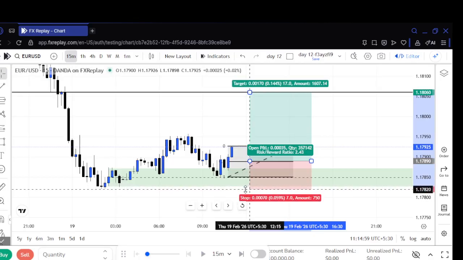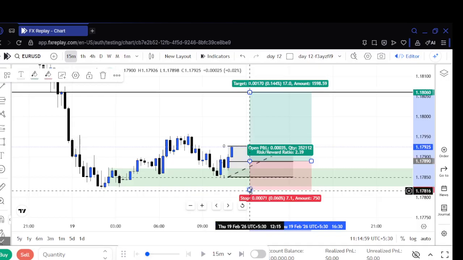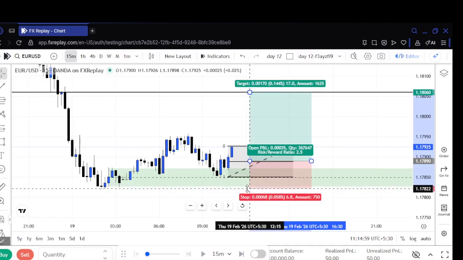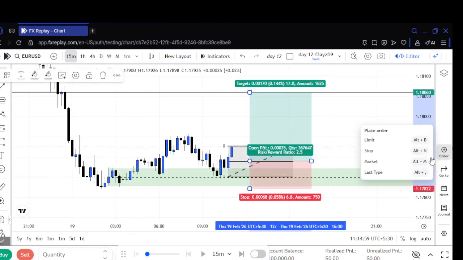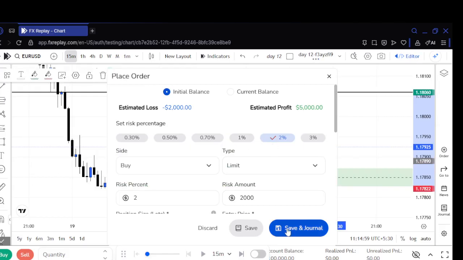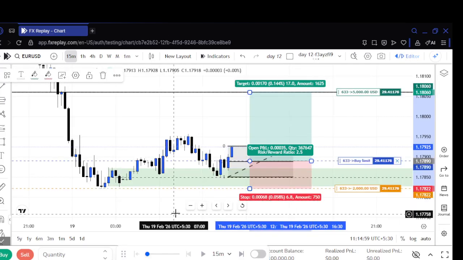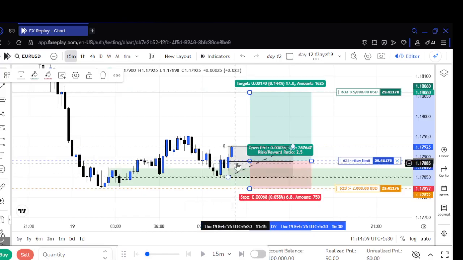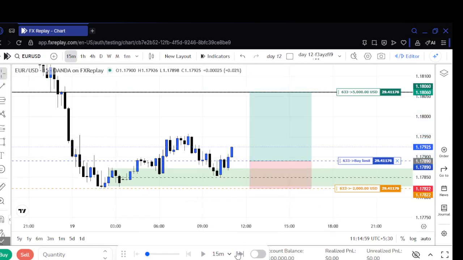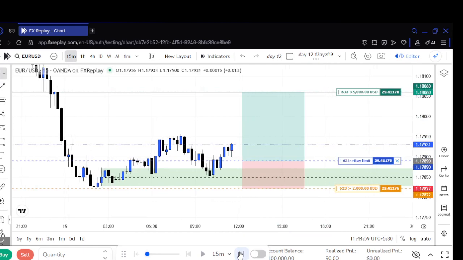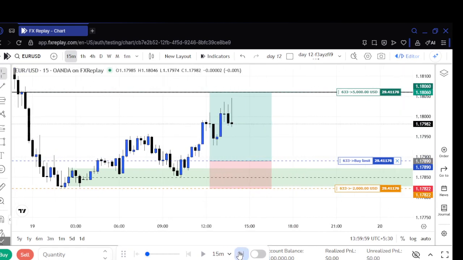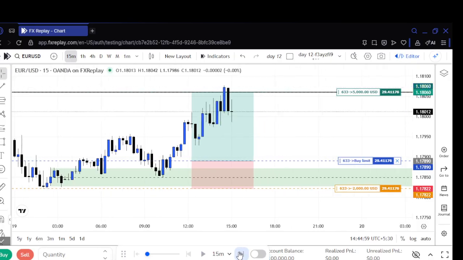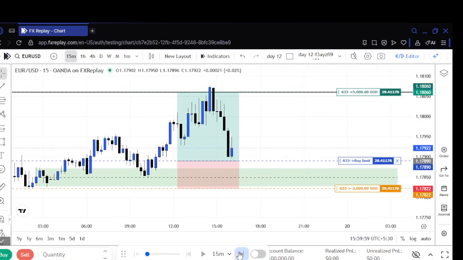Stop loss sitting below this. So 2.5. This is okay. I think we are risking a lot, but let's do a 2% risk. See what's going to happen. Let me remove this fib. 10 minutes. It hasn't been triggered. Hasn't been triggered. It's going for the DOL, but okay.